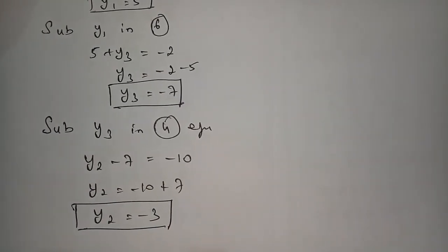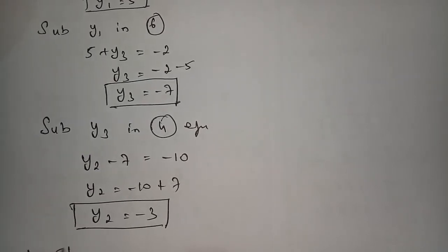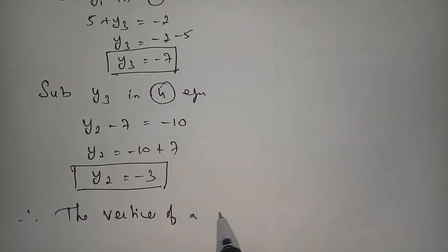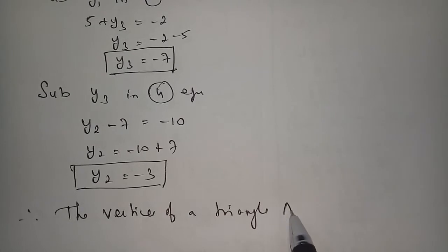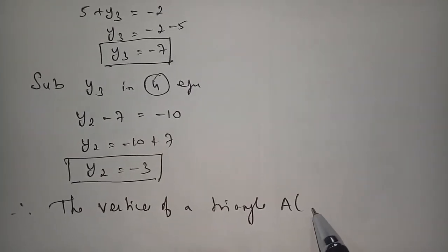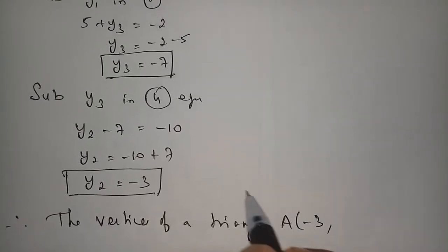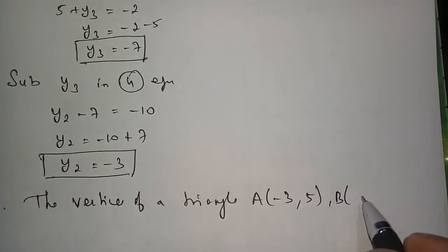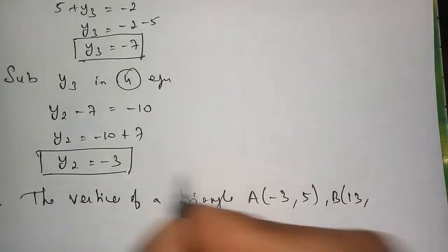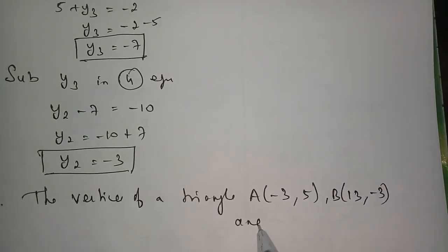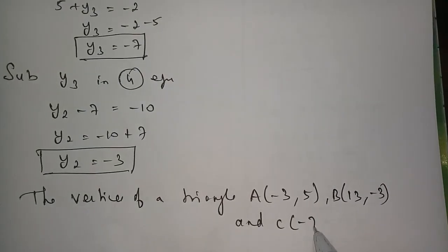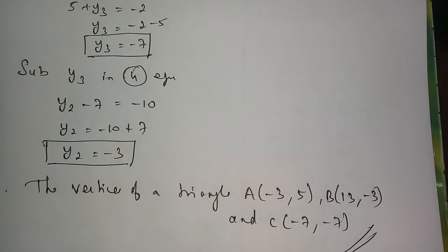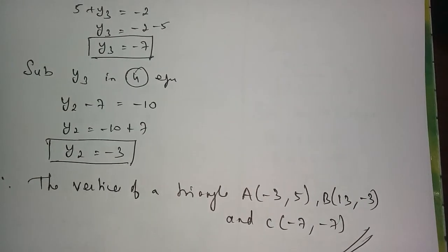Okay. Now we need the points of A, B, C. Therefore, the vertices of the triangle: A is x1, y1. Our x1 we already know is minus 3. Our y1 we already know is 5. So A is minus 3, 5. And B is x2, y2. Our x2 is 13. Our y2 is minus 3. And C is, our x3 is minus 7, our y3 is minus 7. These are the vertices of the triangle. Thank you.